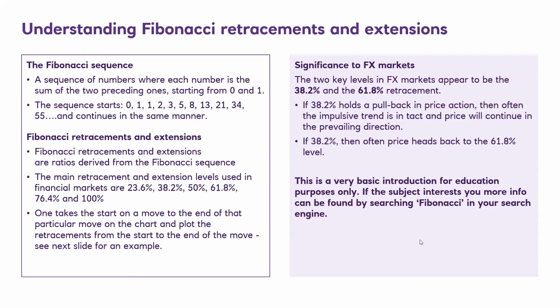There will be some examples on the following slides, but just before we get to them, there are two key levels in FX markets that appear to be crucial, and they are the 38.2% and 61.8% retracements. If the 38.2% retracement holds a pullback in price action, then often the impulsive trend is intact and price will continue in the prevailing direction. If 38.2% breaks, then often the price heads back to the 61.8% level.